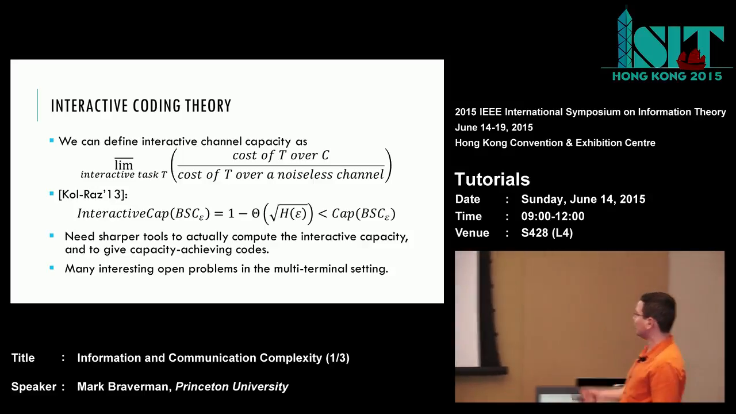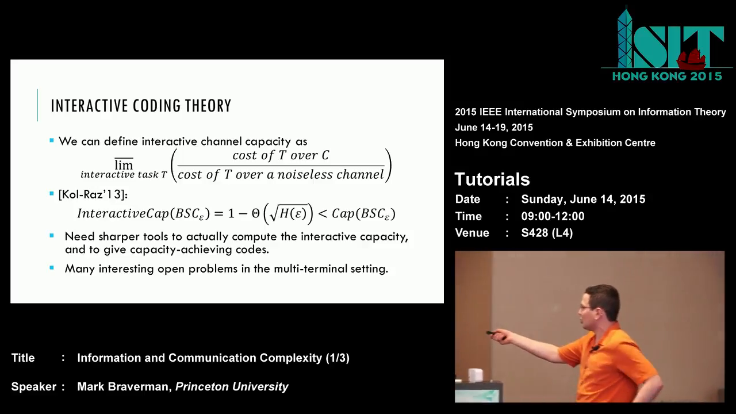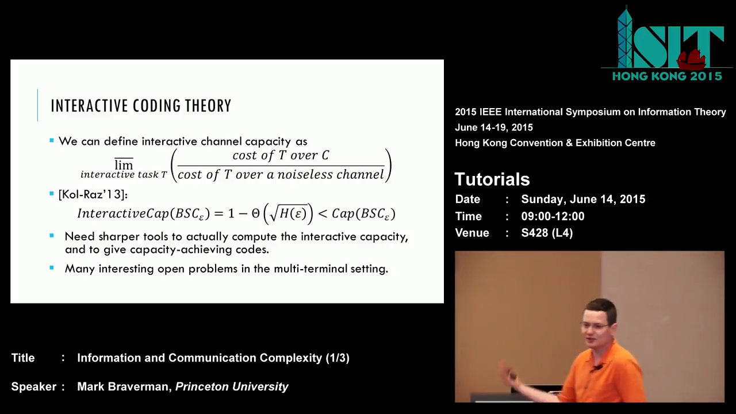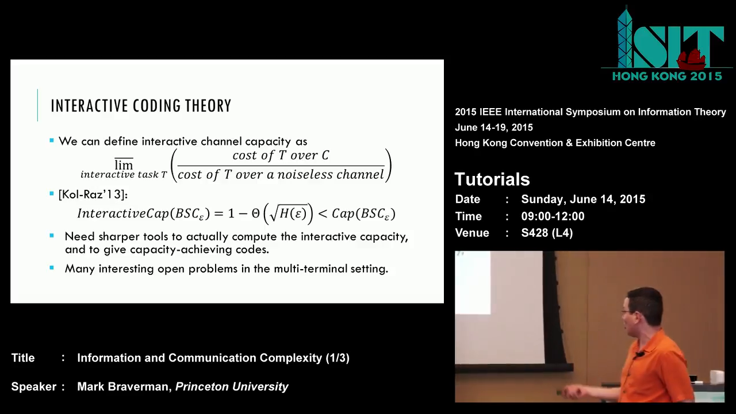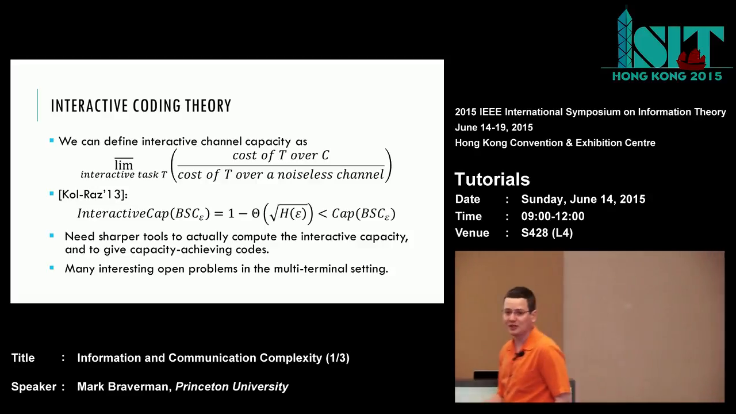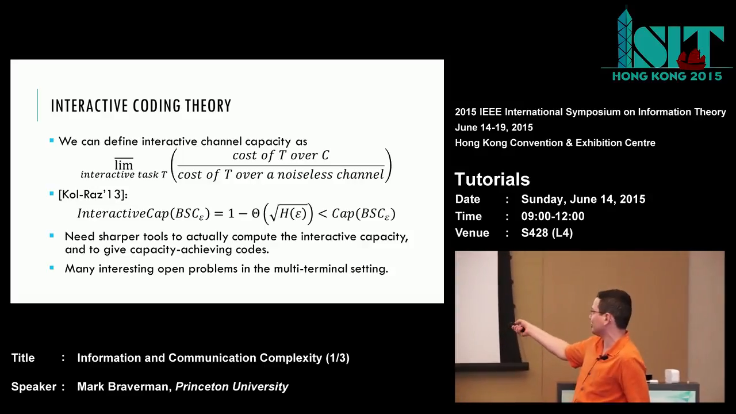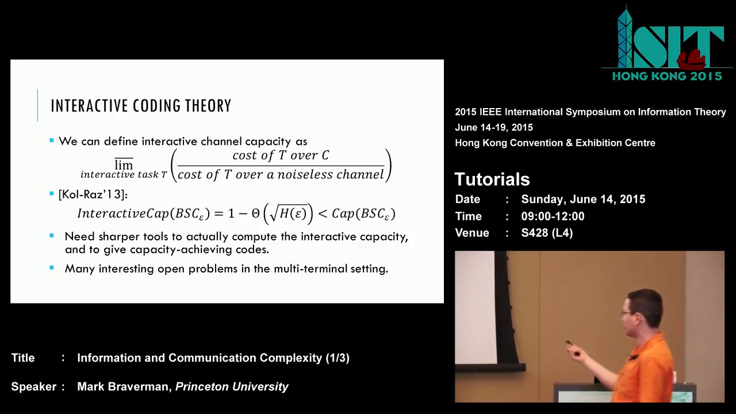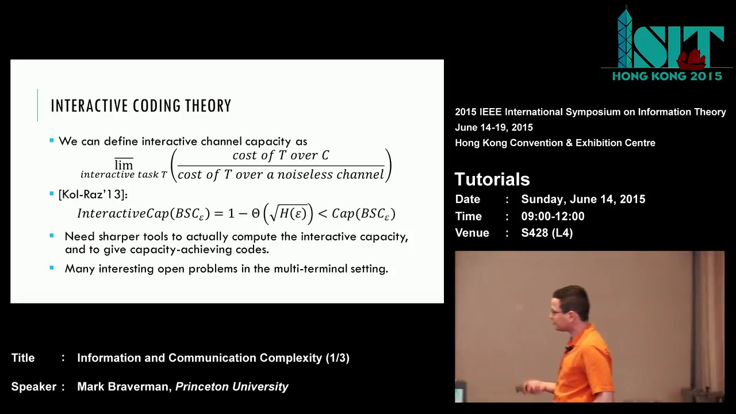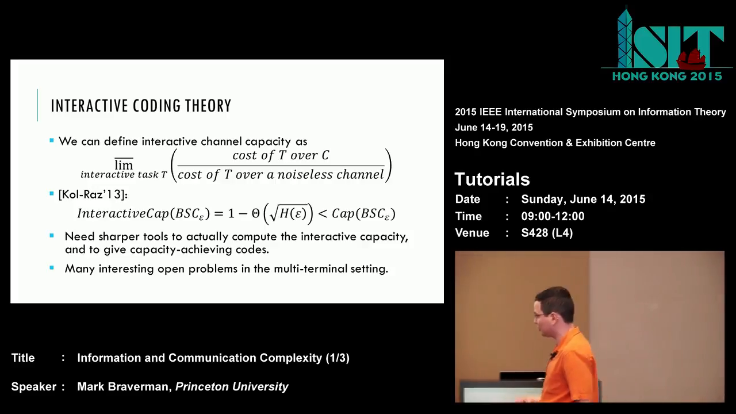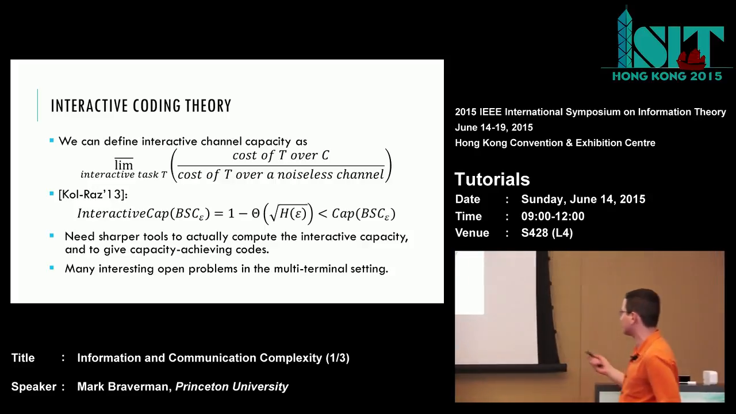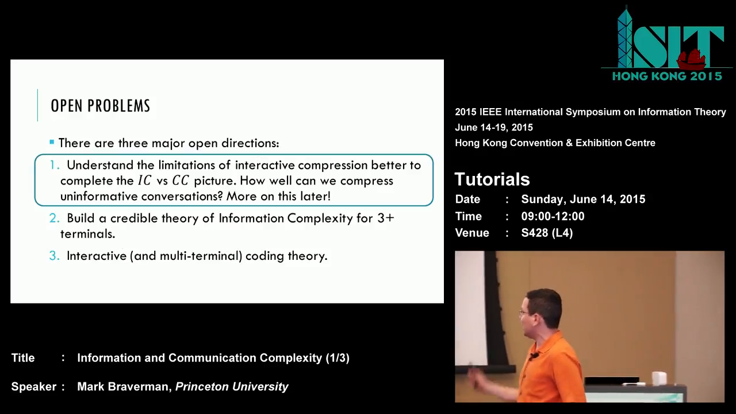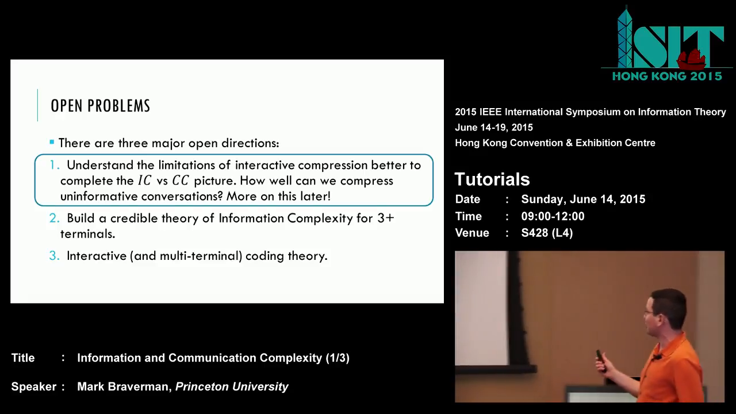But these tools are not nearly sharp enough to talk about the actual number. So say epsilon is 1/3. What's the interactive channel capacity? Or even approaching it with a capacity-achieving code? This only works when epsilon goes to 0. So at least we know that there is a gap, but the tools are not good enough for actually giving capacity-achieving codes. And there are many other open problems, especially in the multi-terminal settings and the different network topologies. OK, so those are the open problems.